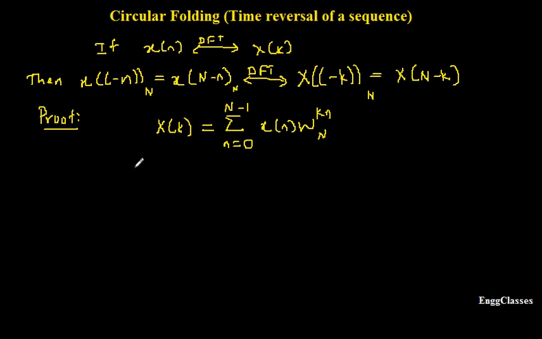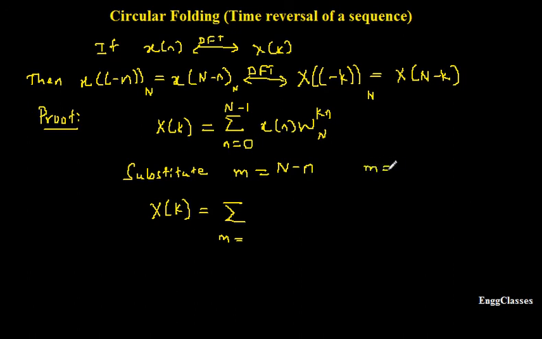Now in this definition, I will substitute m equal to capital N minus small n. So let's see what I'm going to get. X of k is equal to summation, and now the new variable is m. For the lower limit, earlier n was the variable which was equal to 0. So in this expression I will put n equal to 0, and I'm going to get m equal to N. So this is the lower limit, m is equal to N.